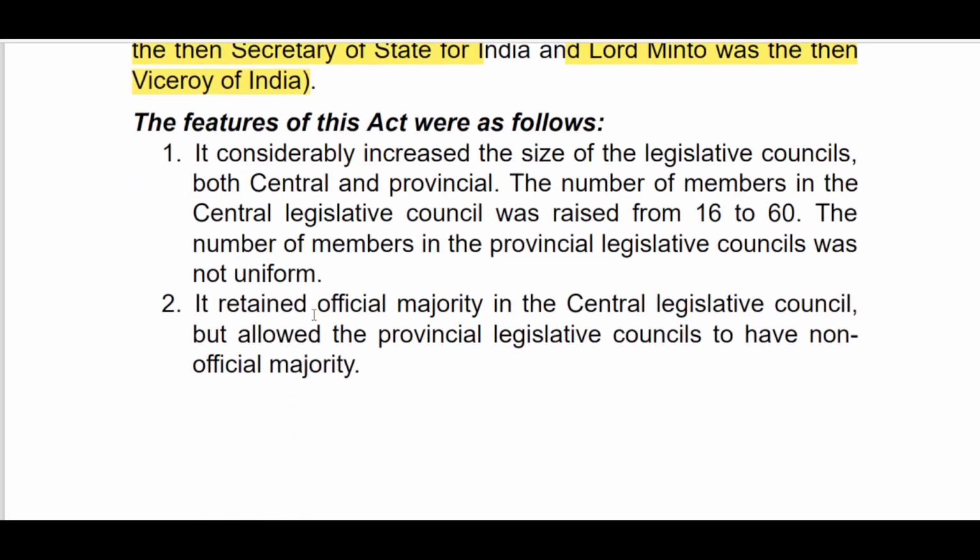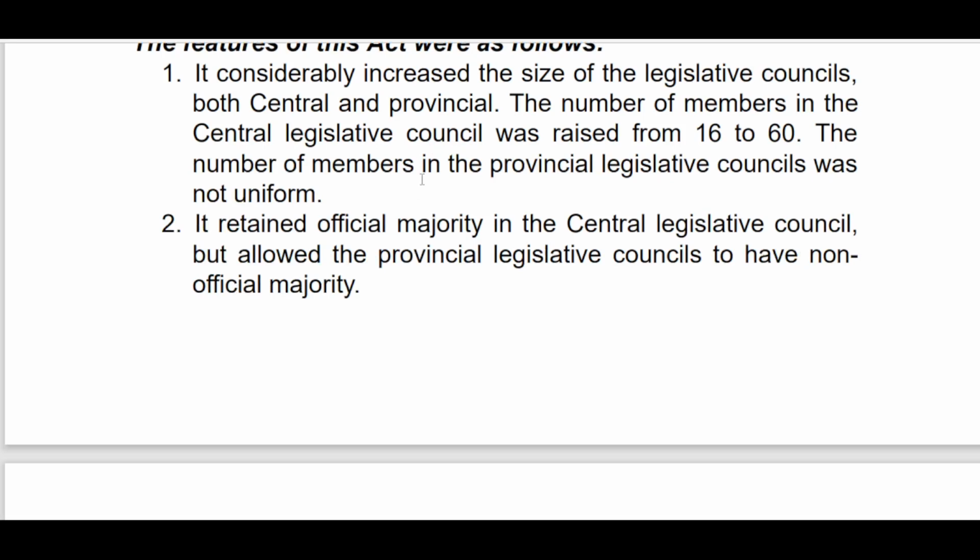The features of this act were that it considerably increased the size of the legislative councils, both central and provincial. The number of members in the Central Legislative Council was raised from 16 to 60, and the number of members in the Provincial Legislative Councils was also not uniform.